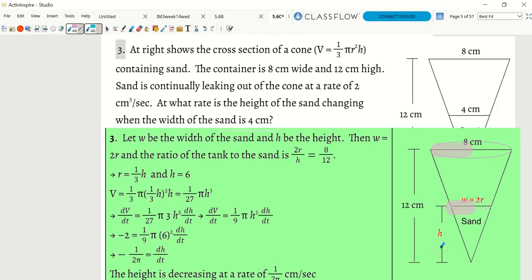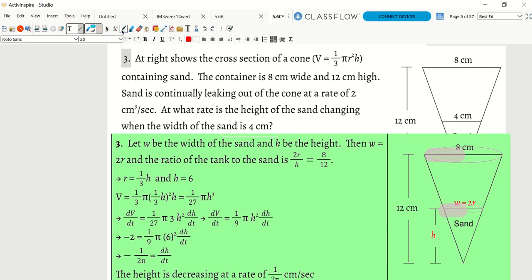So R over H is equal to 8 over 12, okay? So, excuse me, is equal to 4 over 12. So I'm going to write this. That's basically what they wrote here, but I'm going to do it my way. R over H is equal to 4 over 12, okay?